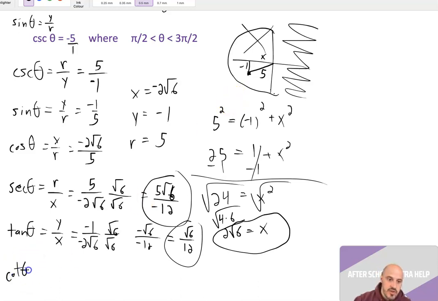And finally, cotangent, which should also be positive in that third quadrant, is x over y. My x, we said, was this -2 root 6, and my y is -1. If I simplify, I get a +2 root 6. All right, I hope these helped.